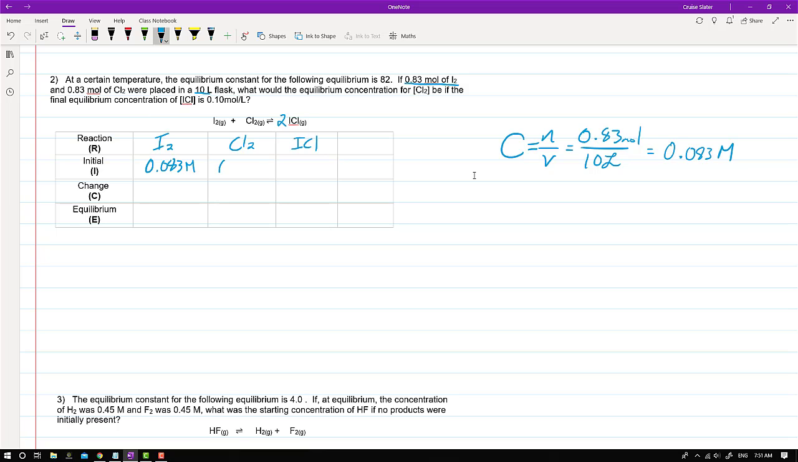0.083 molar, and ICl at the start is 0. It's asking us what is the final concentration of Cl2, so this is where we're aiming for. I'll put a little question mark there. And it says that ICl at equilibrium is 0.10 molar. So we have to increase by a value of 2x.